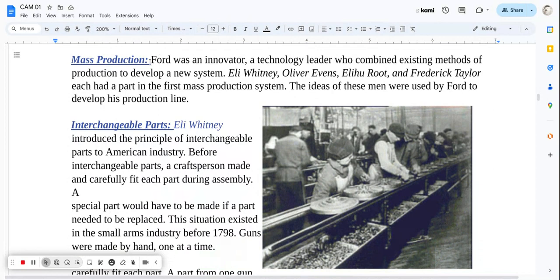Mass production. When we look at mass production, we see that these are the so-called heroes of this time. I'm not going to go into each of them too much, but I will say that these are the most important figures in manufacturing history.